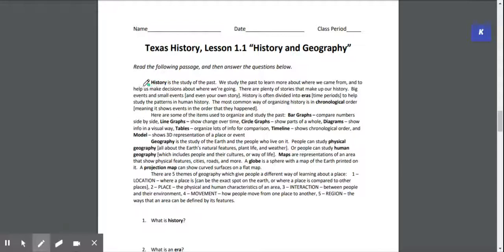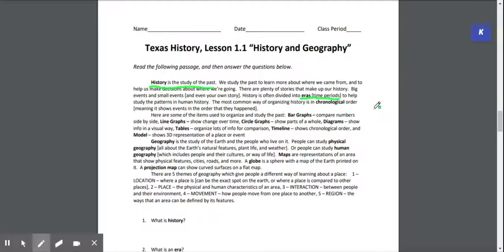The first thing I want you to understand and to underline is that history is the study of the past. Underline that right now. We study the past to learn more about where we came from and to help us make decisions about where we're going. There are plenty of stories that make up our history, big events and small events, and even your own story. History is often divided into eras, which are called time periods. Underline the word era. An era is a time period. So history is often divided into eras or time periods to help study the patterns of human history.